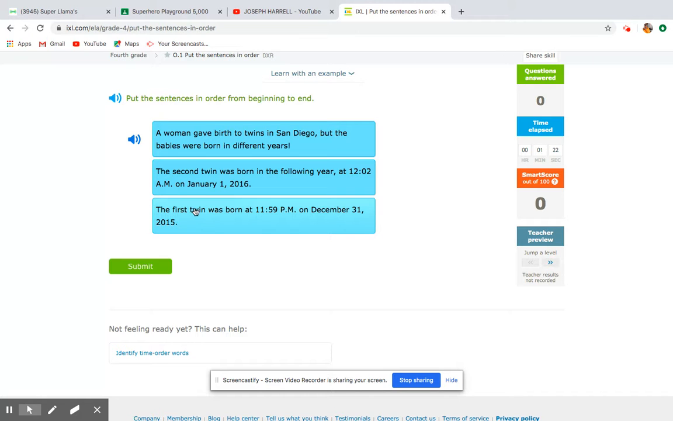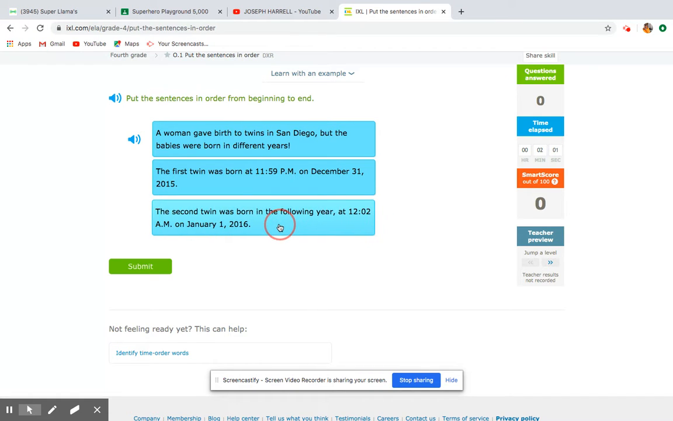Well, let's read the third one. The first twin was born at 11:59 p.m. on December 31st, 2015. A word just caught my attention. The first twin. Up here, it said the second twin. Well, what comes first? First or second? Of course, the first twin would come first. It says first right there. And in fact, it says the year was 2015, and the second twin was born in 2016. So this comes after.